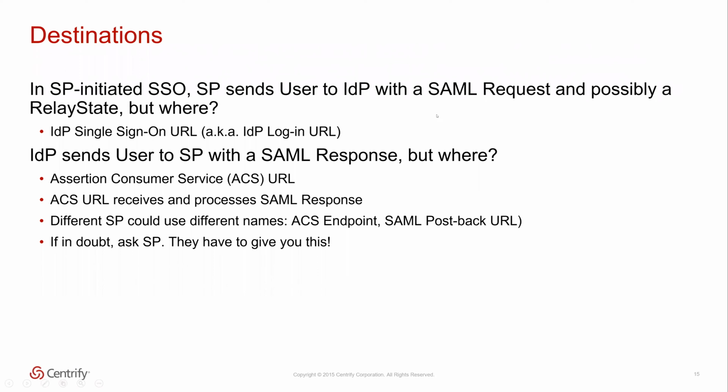SP sends user to IDP with a SAML request. Well, that's what we want to happen, possibly with a relay state too, but how does SP know where to send it? During the information exchange, IDP has to give SP an IDP single sign-on URL. Now there is another name for it. There could be different names out there too. Another name is called IDP login URL.